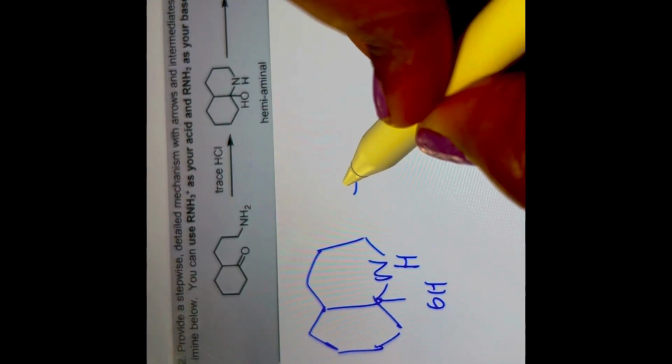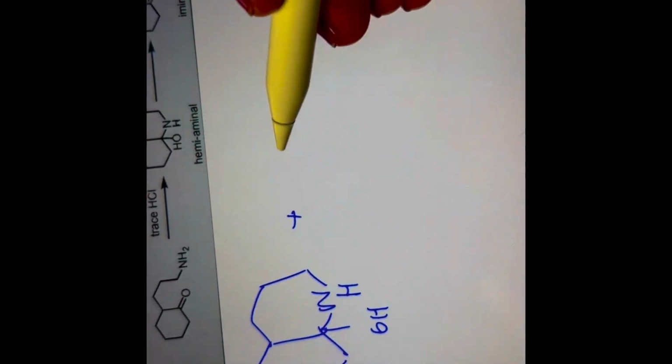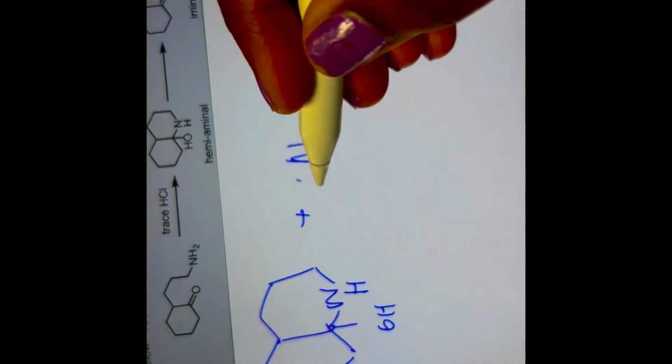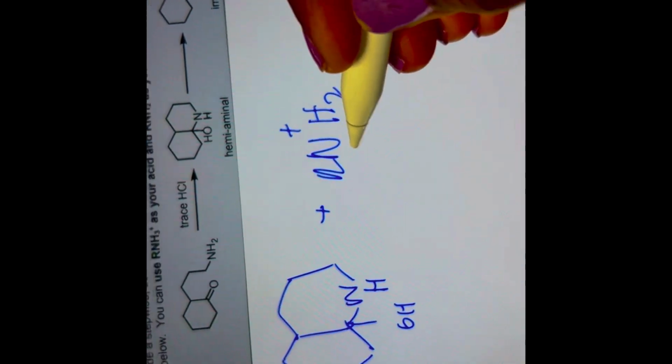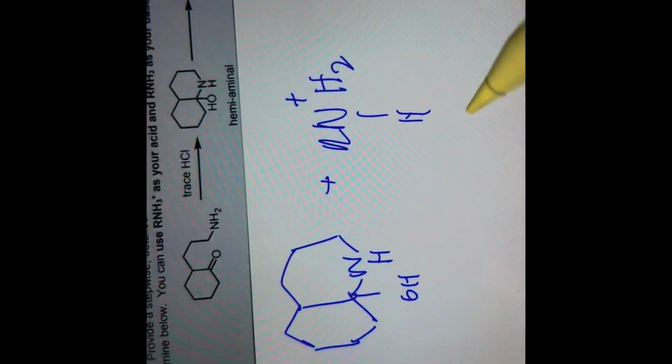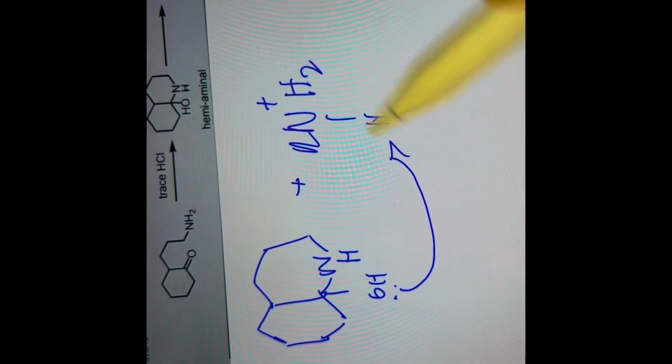We're in acidic conditions, and we can use RNH2, which is a neutral thing, as our base. So that tells me we're in acidic conditions, especially because they tell us to trace HCl. So first things first, I want to get rid of this OH situation. So I'm going to use this RNH2 plus. To essentially, what I'm going to do is protonate this oxygen so that I get to something that looks like this.